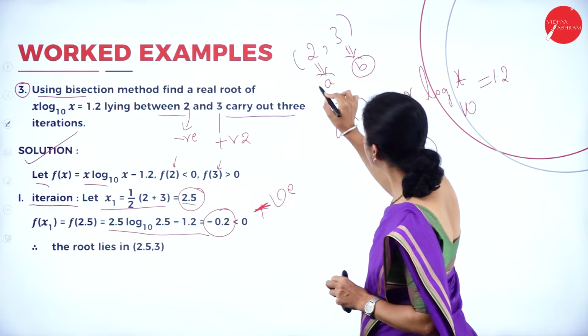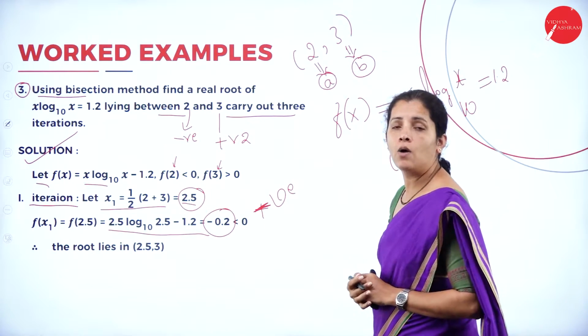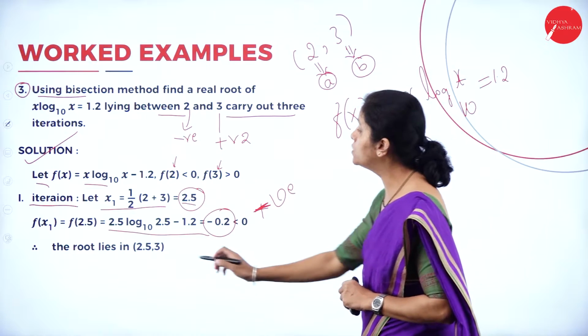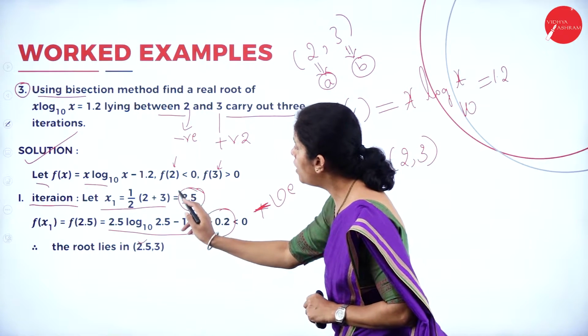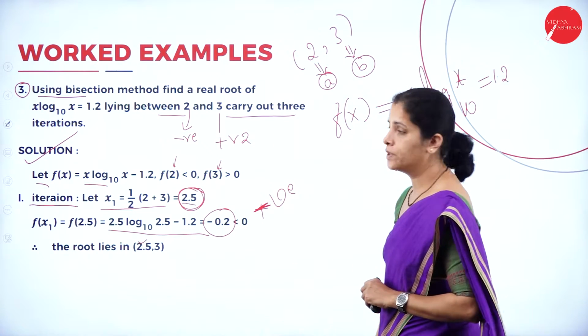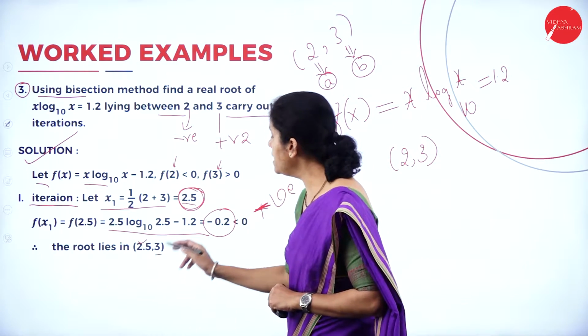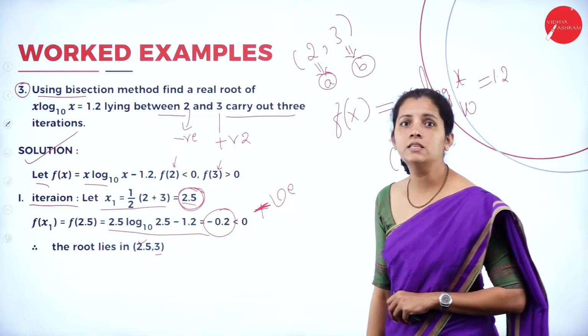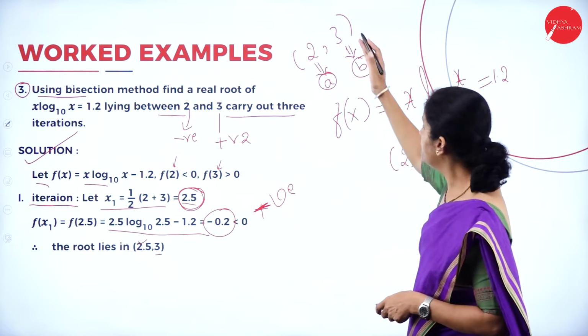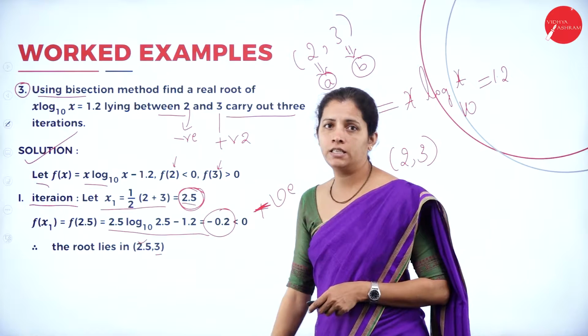So, what is A here? It is 2. Now, I want to change 2 with 2.5 because this is my x1. So, I am going to change it to 2.5 and B remains as it is. B is how much? It is 3. So, 3 remains as it is.